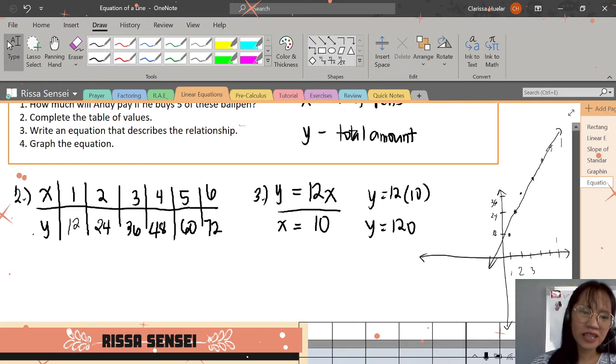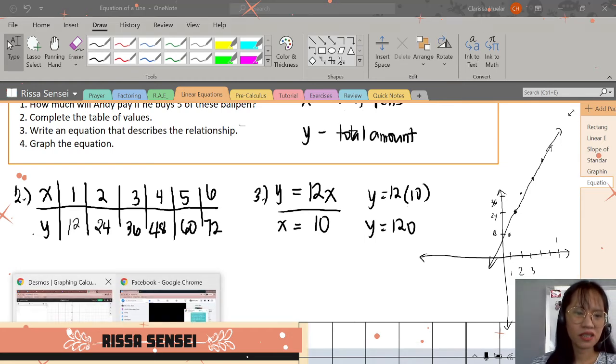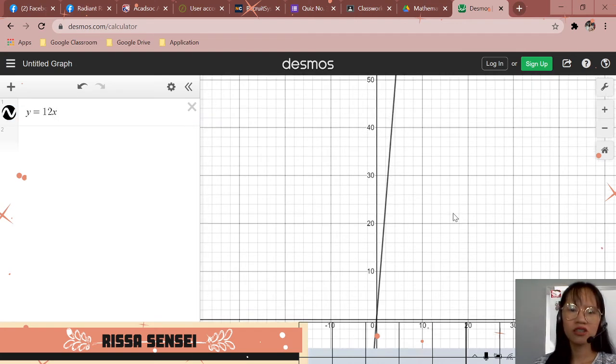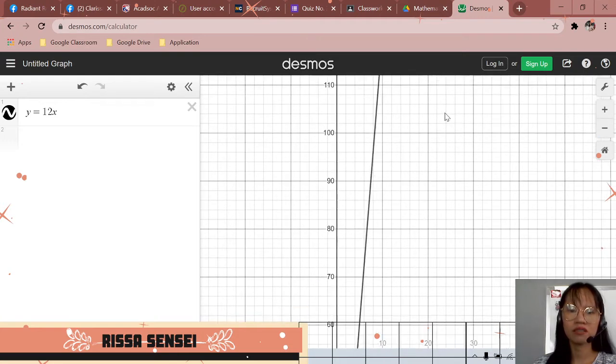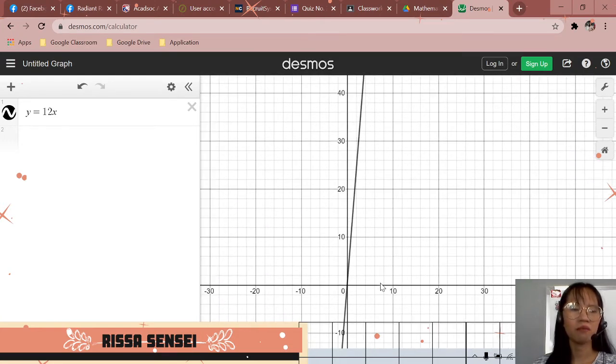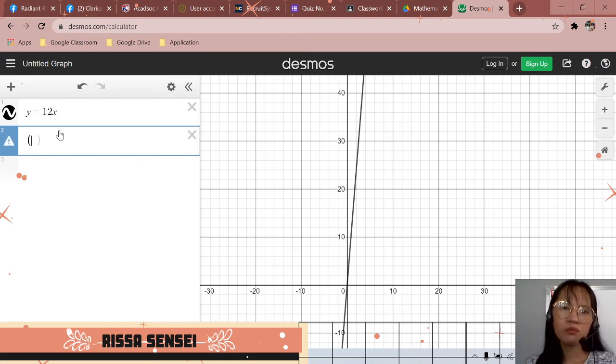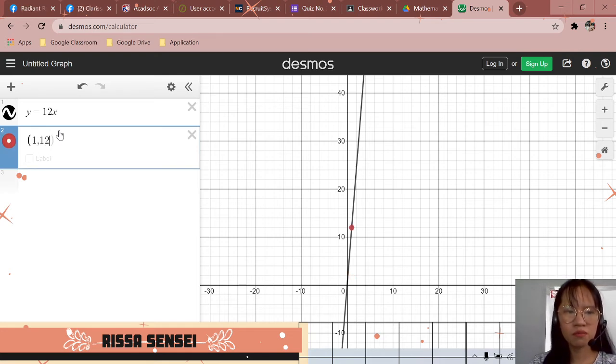So, pakita ko na lang via Desmos. Ayan. So, we're here in Desmos. Let's type the equation. Ganyan yung itsura niya. So, pag in-extend niya yan, ganyan yung magiging itsura niya. Okay? Then, let's try kung yung points na nakuha natin kanina sa table of values ay nasa mismong linya. Sabi, kapartner ni 1 ay 12.